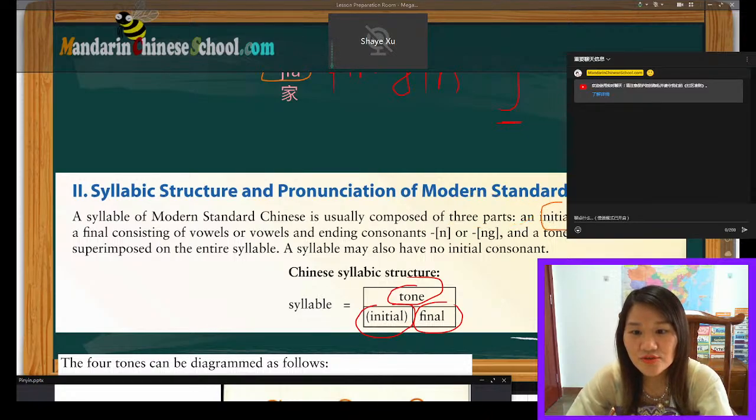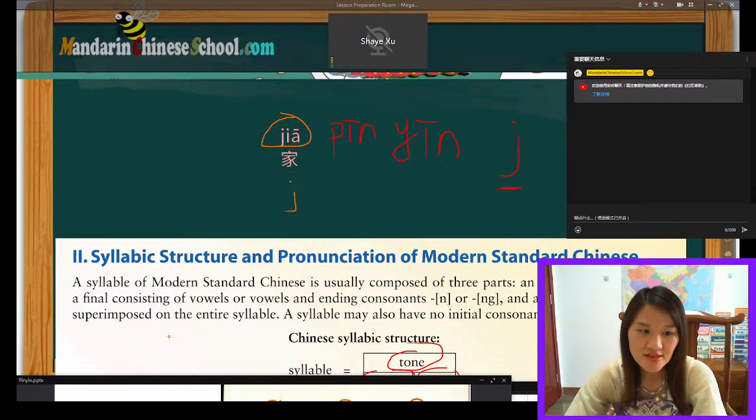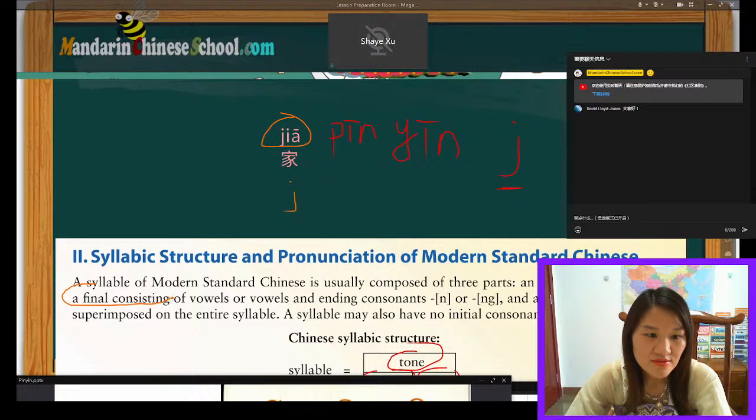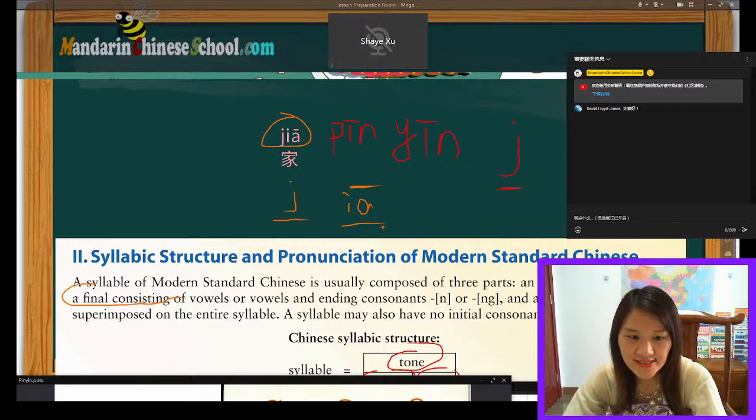An initial consonant, like this one, G, we pronounce this one, G, right? And a final, like the vowel sound in English, this part, ya, together, ji, ya, jia. And there's the tone mark here, tone.